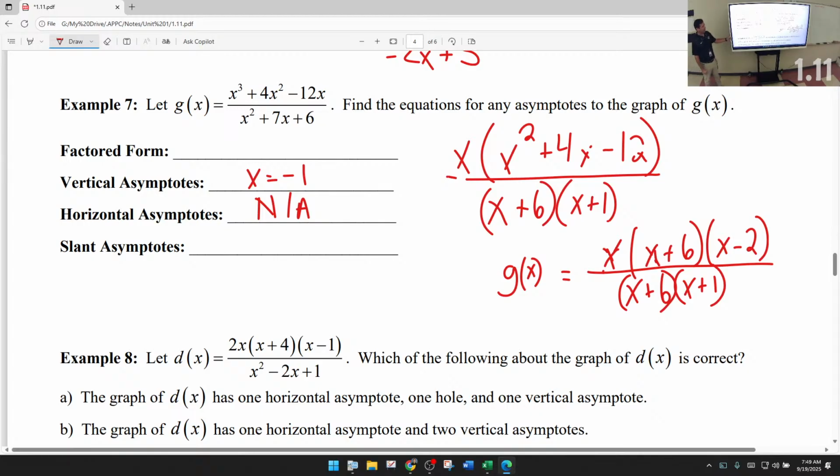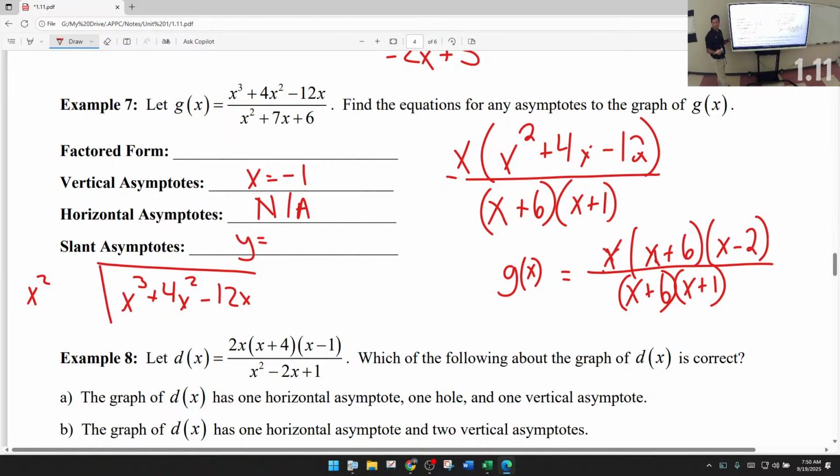And in slant asymptotes, we decided the degree on top was one more. So we got to figure that out. So y equals, and then we got to do our long division, okay? So let's go back to our long division. Let's do x cubed plus 4x squared minus 12x. And then I got x squared.